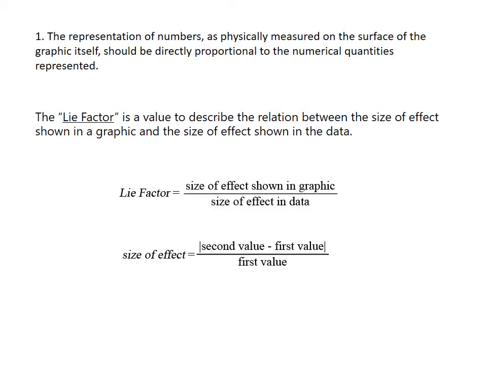So let's go through these 6 rules in some detail. The first one, the representation of numbers as physically measured on the surface of the graphic should be directly proportional to the numerical quantities represented. So this brings up this issue of what a lie factor is. The lie factor is used to describe the relation between the size of the effect shown in the graphic and the actual size of the effect shown in the data.